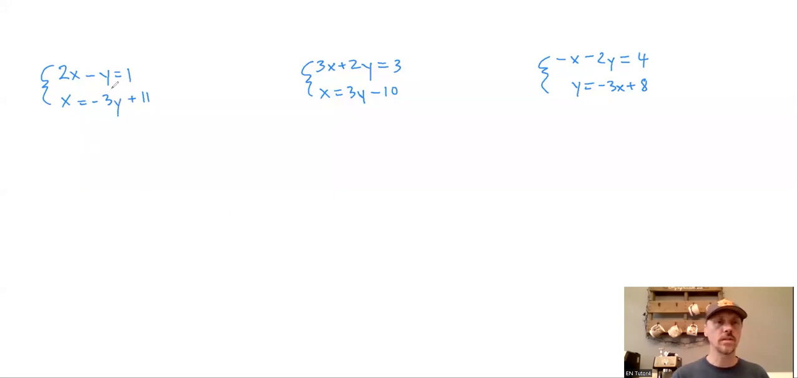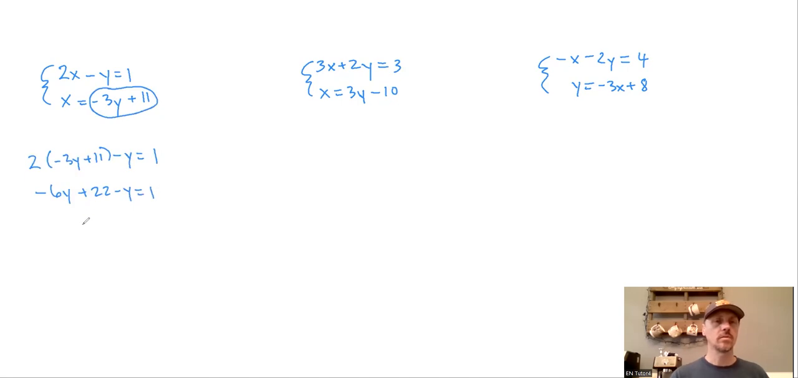So we're going to take this portion of this bottom equation here, because that's what x is equal to, and we're going to plug it in for x in the top equation. So we say that 2 times negative 3y plus 11 minus y equals 1. All we did was plug that value in for x in that top equation. And when we distribute, we're going to get negative 6y plus 22 minus y equals 1.